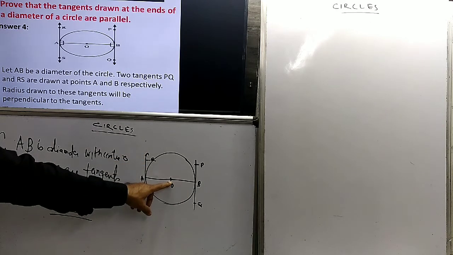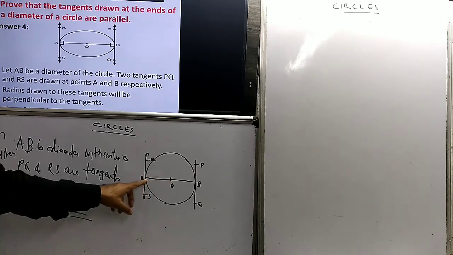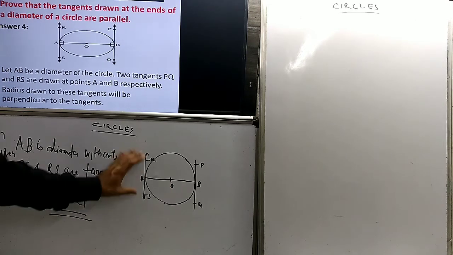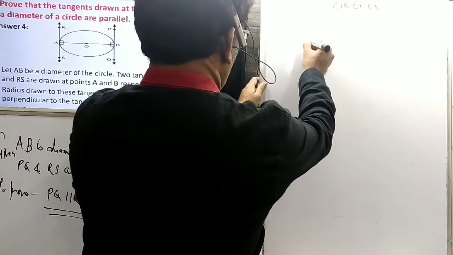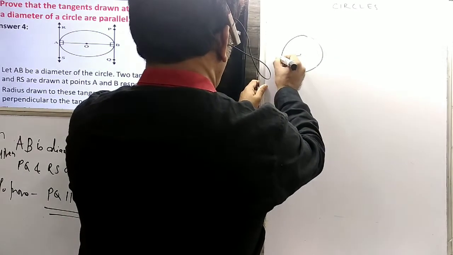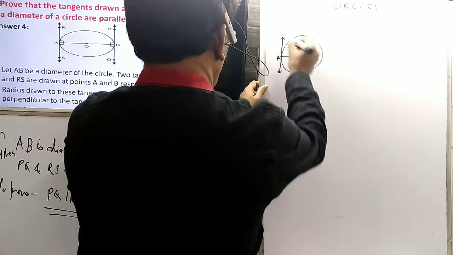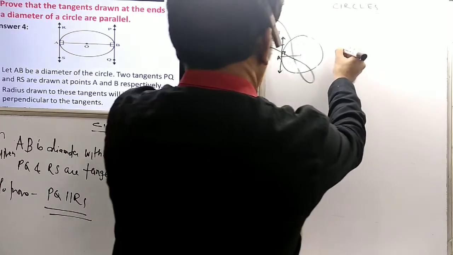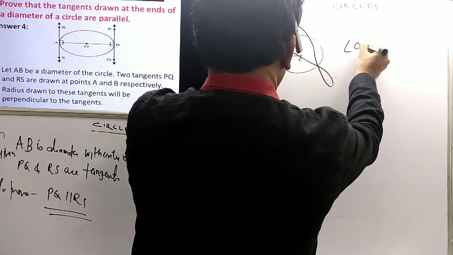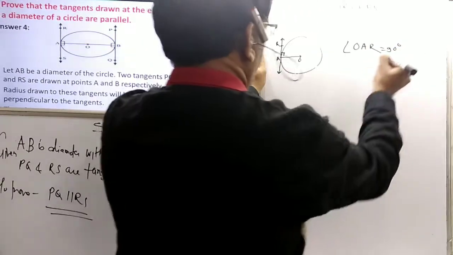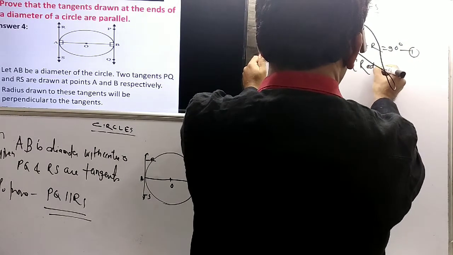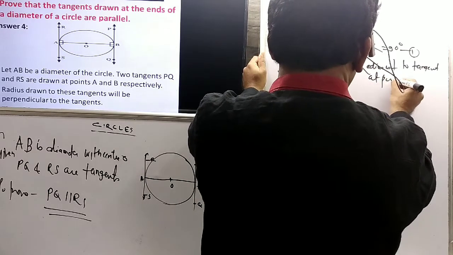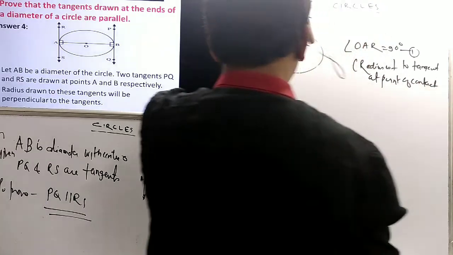What is given: these are the tangents and this is center O. You know that from the center, OA is the radius. You know that the radius is perpendicular to the tangent at the point of contact. O is the center of the circle and A is the point of contact, one end point of a diameter. Then you know that angle OAR equals 90 degrees, number one. The reason is that the radius is perpendicular to the tangent at the point of contact. This is number one.